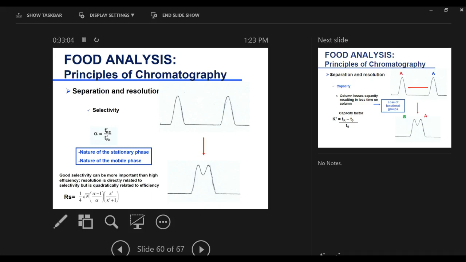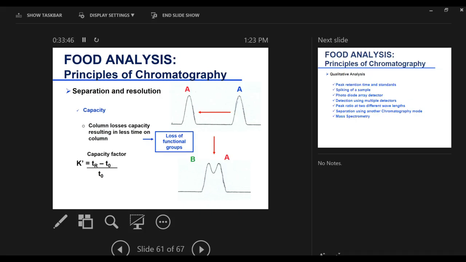And it's more important than the efficiency of the column. If you lose selectivity of the column, then this is worse than losing efficiency of the column. And one way you can lose selectivity of the column is if some of your functional groups are stripped off with excess use. So if we look at the resolution equation here, you can see that it is directly related to the selectivity and quadratically related to the number of theoretical plates. So it is a more important factor.